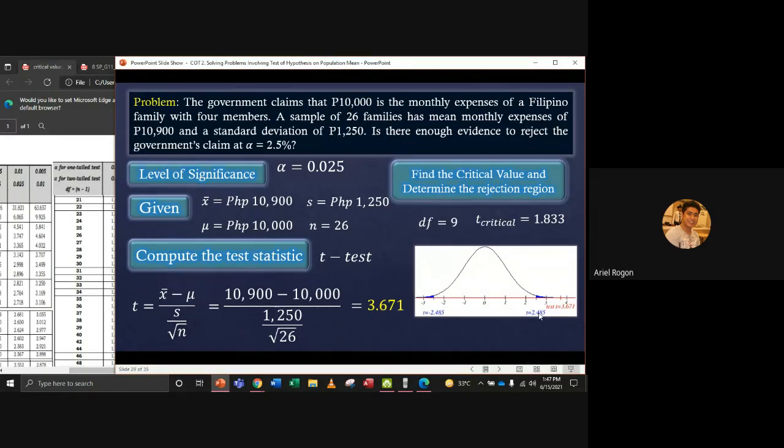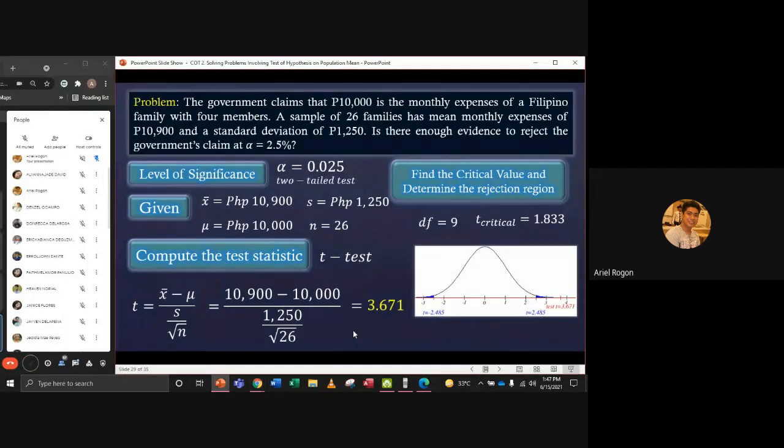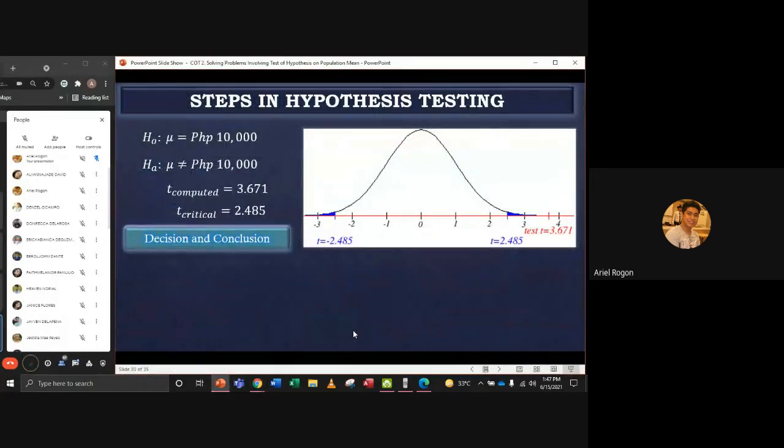Should be 2.485. So this will be the rejection part. Since two-tailed test ito, meron tayong dalawang rejection region. Okay? So based dyan sa graph natin, what will be our decision? Based on the graph, what will be our decision since the computed value is greater than sa critical value? What will be our decision?